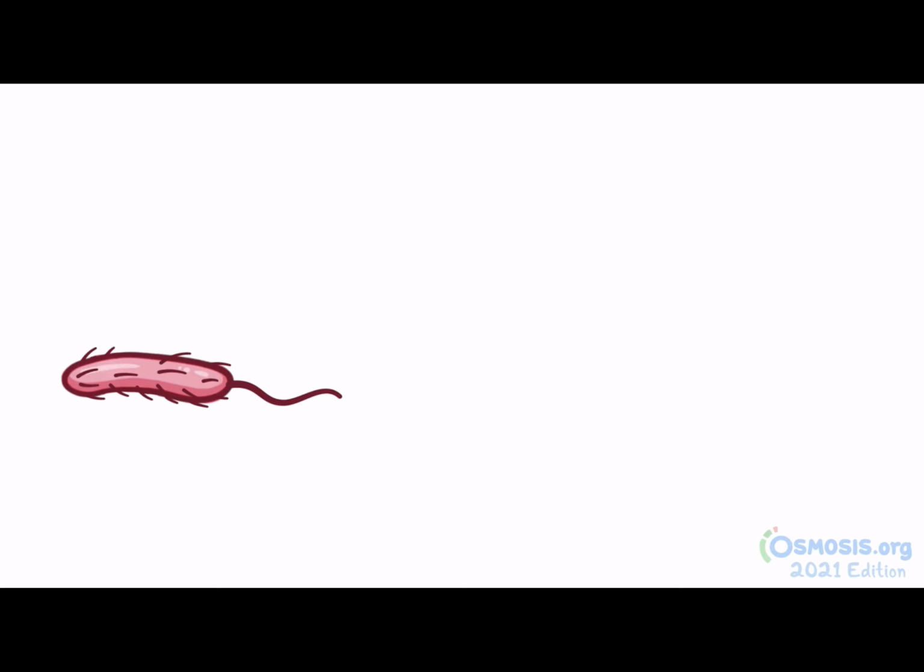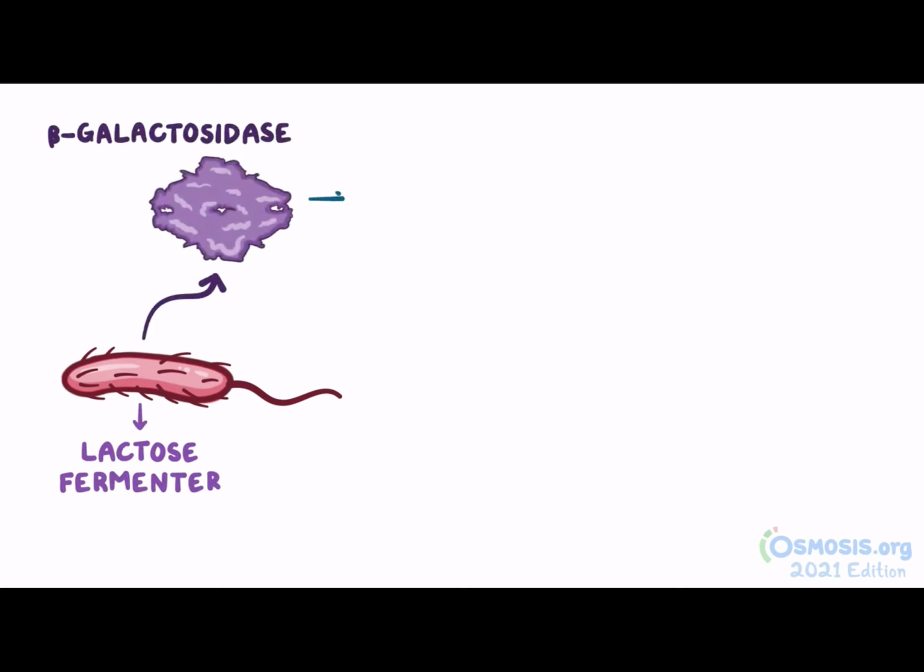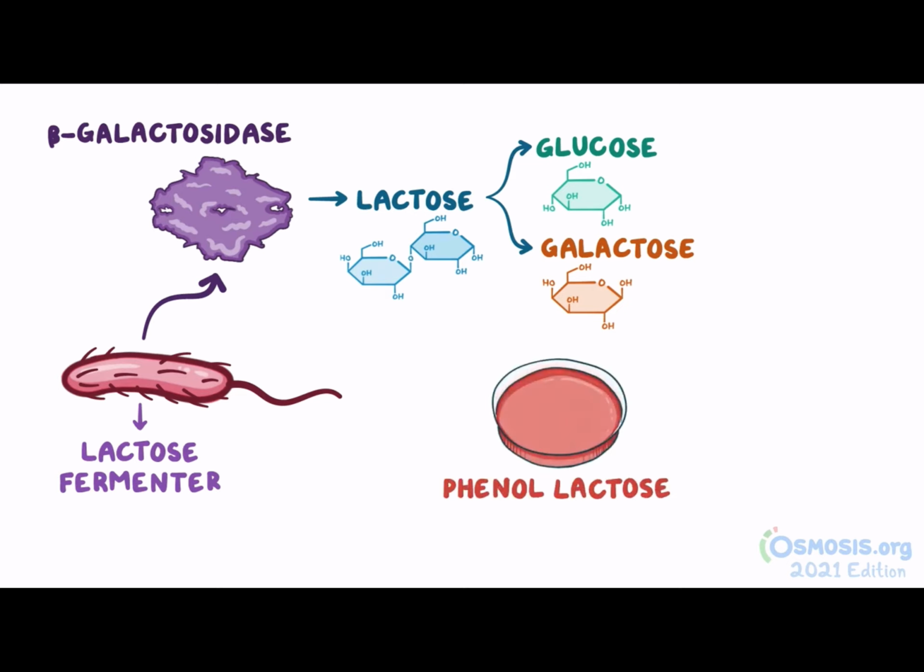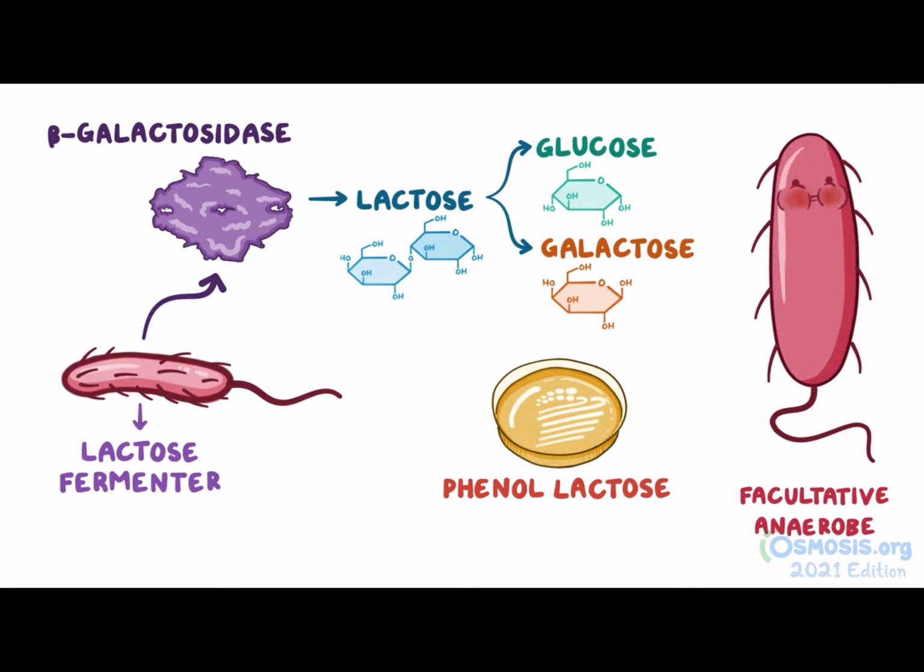E. coli is also a lactose fermenter, because it can produce an enzyme called beta-galactosidase that cleaves lactose into glucose and galactose monomers. To test this, E. coli can be cultivated on lactose-containing media such as phenol lactose. And as it ferments it, the fermentation results in the production of acids that turn the red of phenol to yellow. It is also a facultative anaerobe, meaning it lives in environments with or without oxygen.